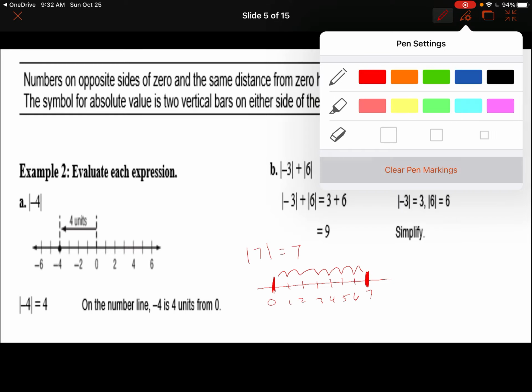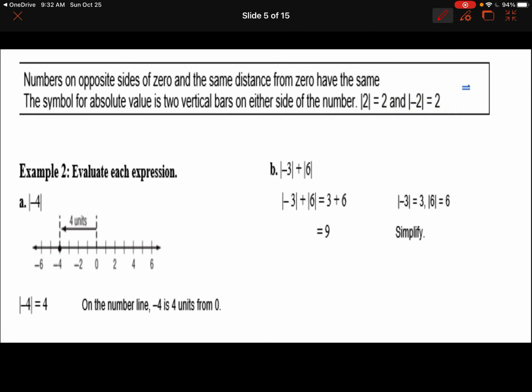All right, so when we look at an absolute value question, we deal with it with an addition problem. We've got the absolute value of -3 plus the absolute value of 6. So what we want to do is simplify that to say, okay, what is the absolute value of -3? That is 3 units from 0. And what is the absolute value of 6? Well, that's 6 units from 0. So what we have is just simply 3 plus 6. And 3 plus 6 is 9.